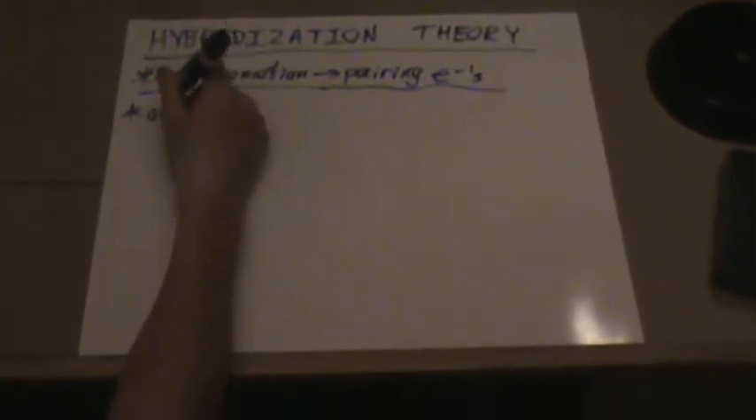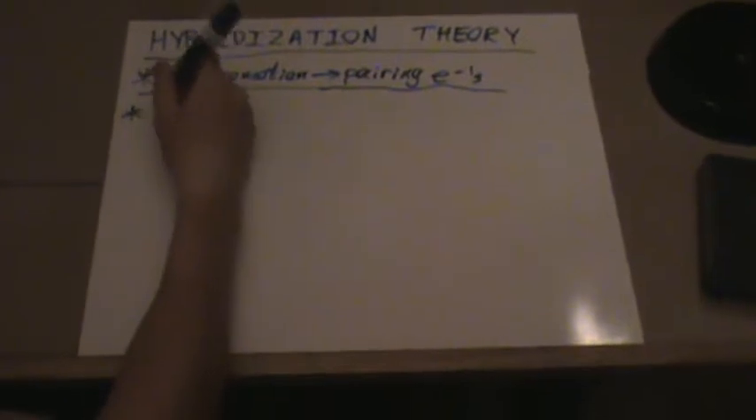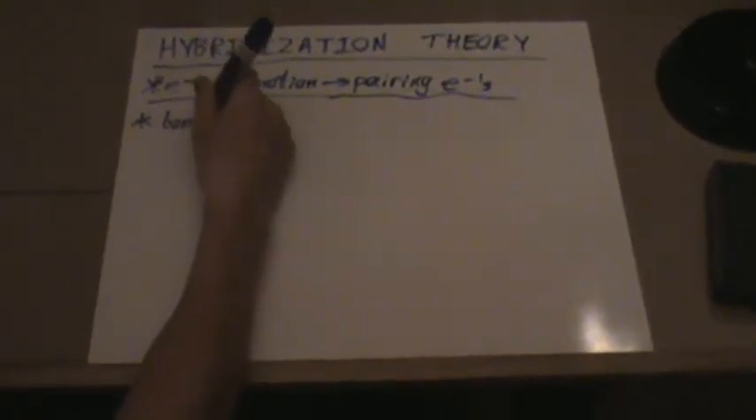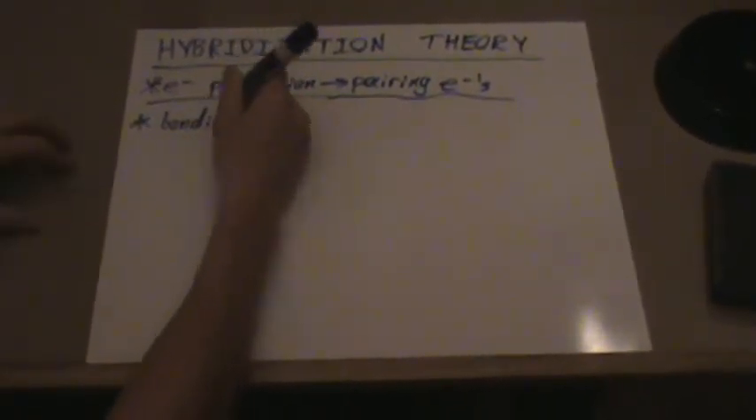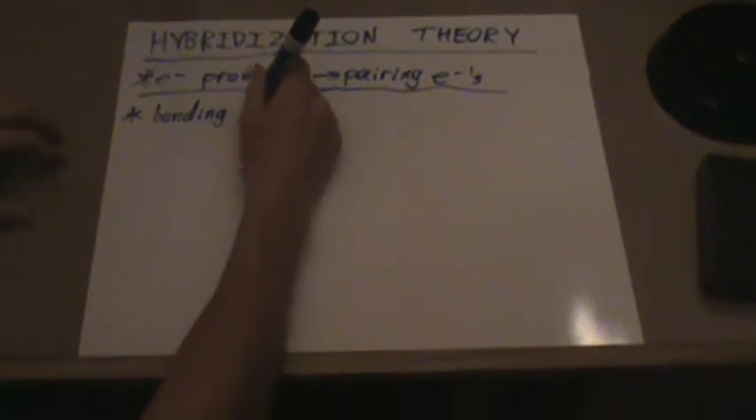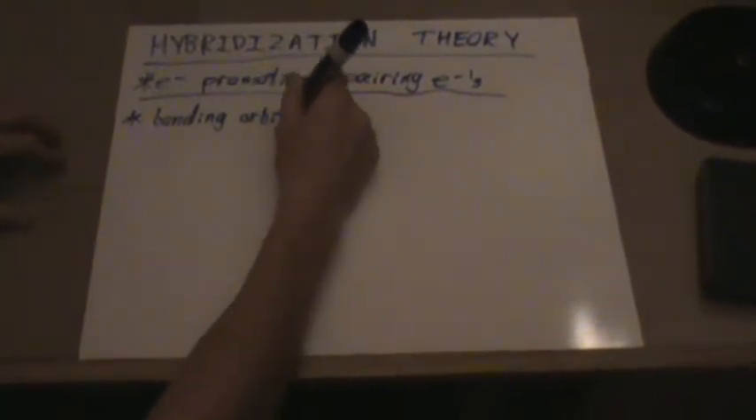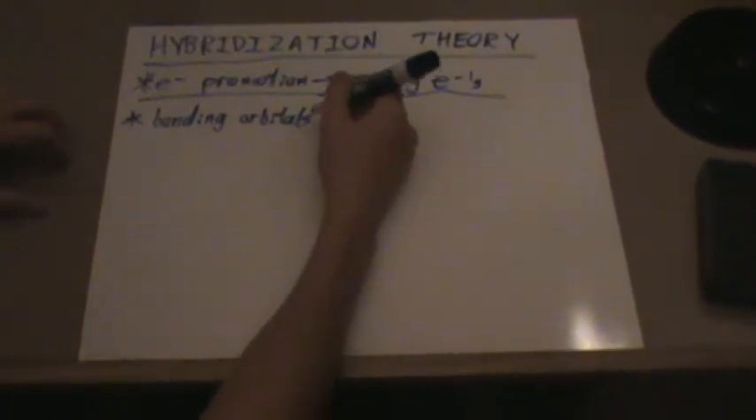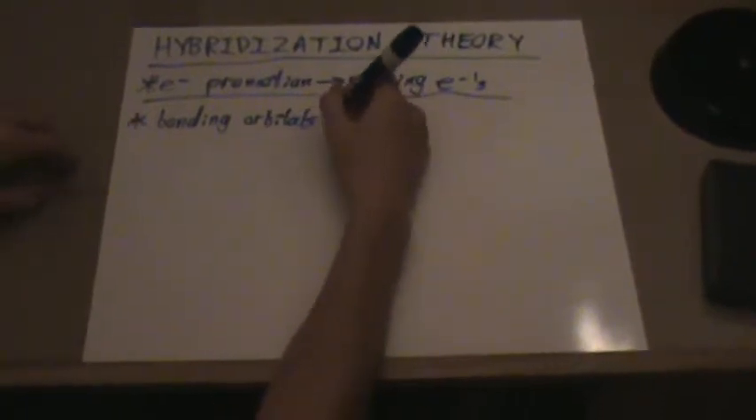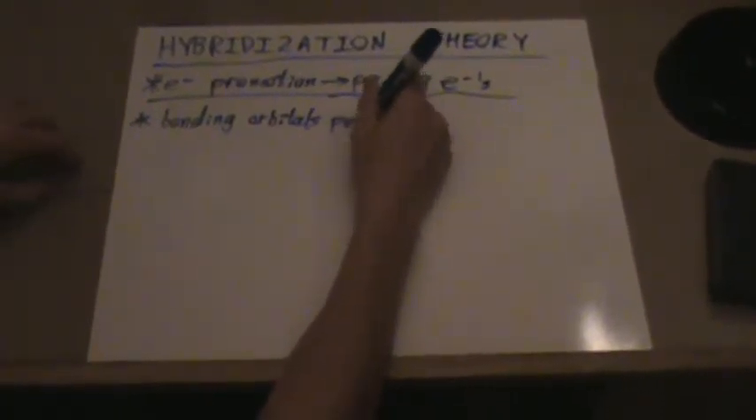Bonding orbitals possess the same energy. And this really makes sense because this is how molecules become as stable as possible.